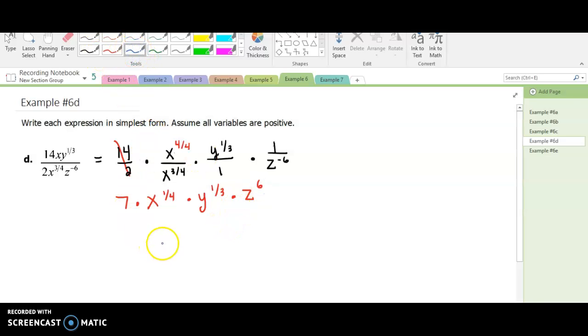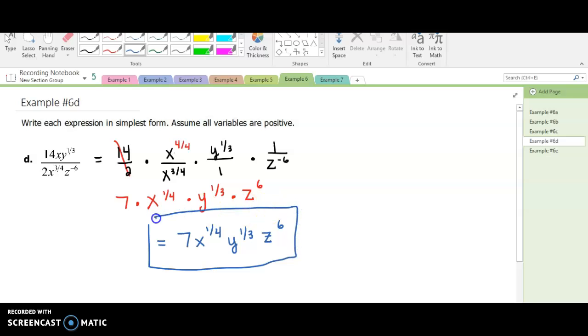Okay, so I put all these together. This is 7x to the 1/4, y to the 1/3, z to the 6th. That's my answer. And it says all variables are positive, so we don't have to worry about these being 0, so we don't need to have any stipulations.